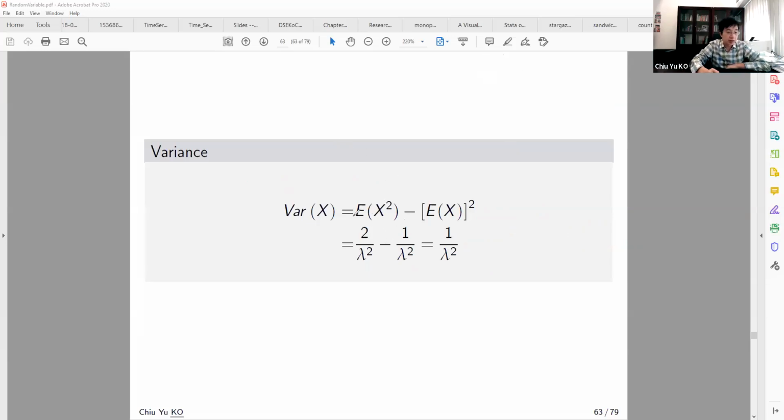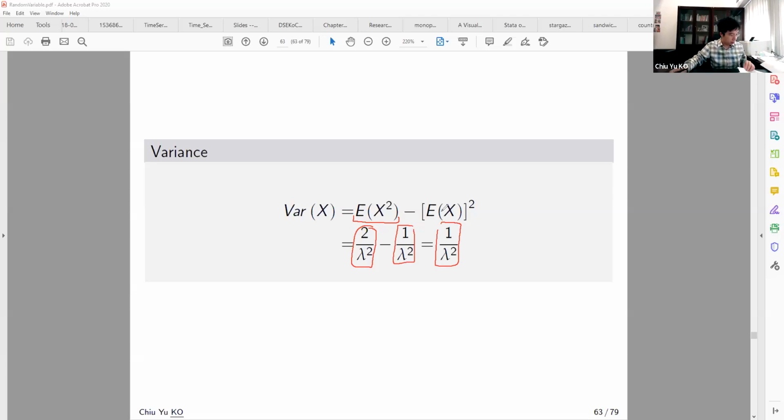This is easy because this will prove 2/lambda squared and this 1/lambda squared. That's why 1/lambda squared. Okay. So that would be the outcome.